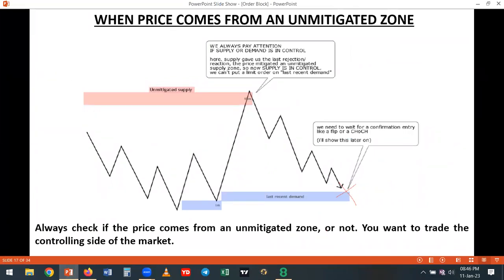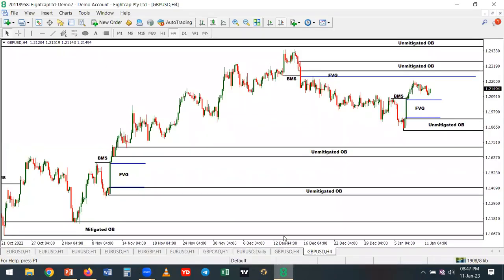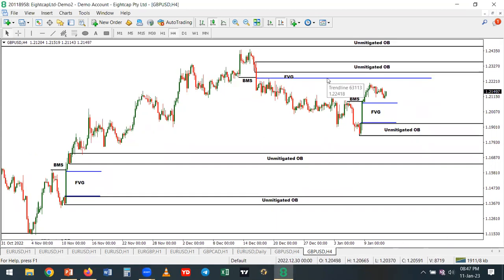Now, talking about mitigated and unmitigated order blocks, when price comes from an unmitigated order block. Now, let's do this. We understand what an order block is. We understand what a fair value gap is. We understand what a mitigated and non-mitigated order block is. That is good. Now, when price is coming from an unmitigated order block, I'm going to explain this in detail, making use of this chart. I'm going to paint a picture, making use of this chart.